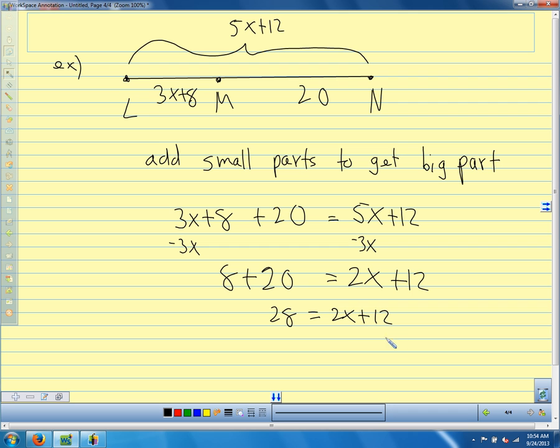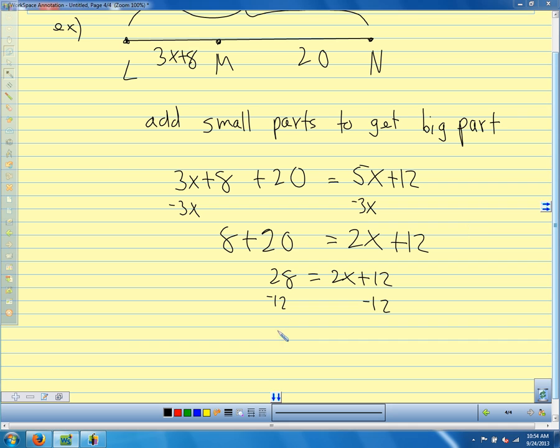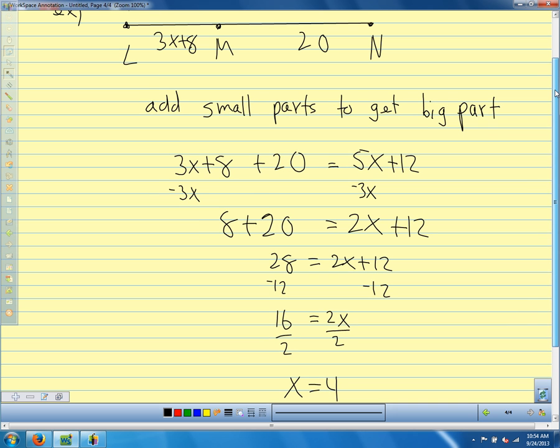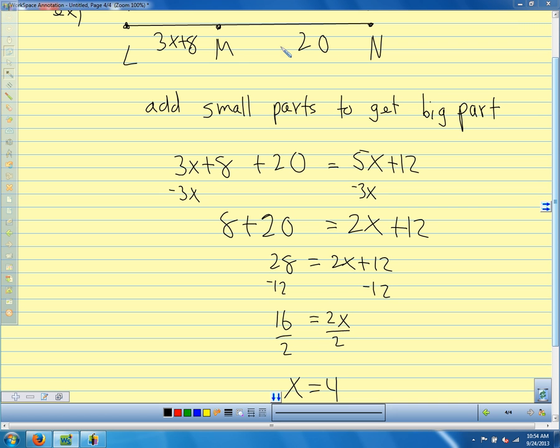Now we're almost done. Subtract 12. 28 minus 12 is 16. That equals 2x. Divide by 2. And I'm back where we were before. X equals 4. And I can find the other pieces. If the problem had asked us to find the other pieces, I could find the other pieces. Same problem, just asked in a different way.